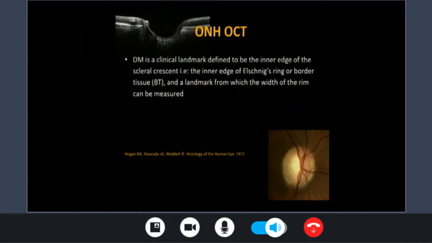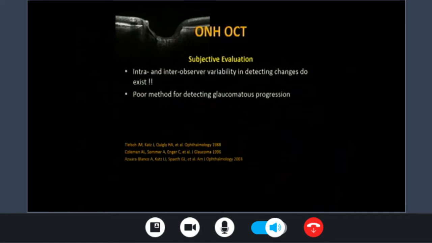Since we knew this information, what do we know now about the disc margin? We know that it's a clinical landmark defined to be the inner edge of the scleral crescent, which is the Elschnig ring, and the landmark from which the width of the rim can be measured. However, intra and inter-observer variability in detecting changes do exist. Even glaucoma specialists, when they tell you that the cup disc ratio is 0.7, when you hide their dots, they might tell you it's 0.75, 0.8. So variability do exist between subjects, or between specialists, and in the glaucoma specialist examination himself.